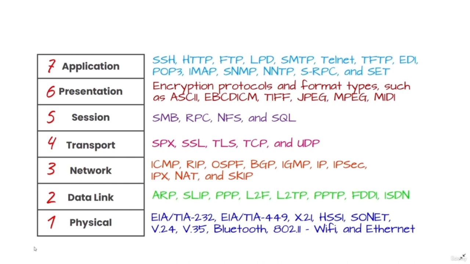The second layer of the OSI model is the data link layer. At the data link layer, directly connected nodes are used to perform node-to-node data transfer where the data is packaged into frames. The data link layer also corrects errors that may have occurred at the physical layer.